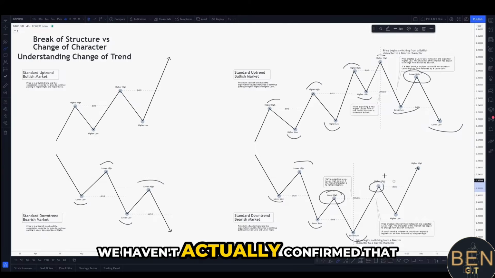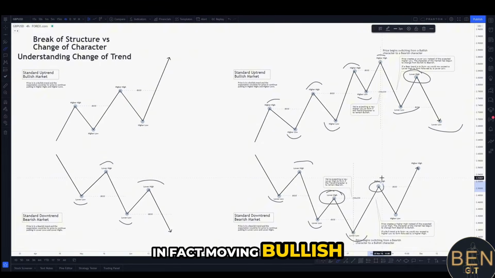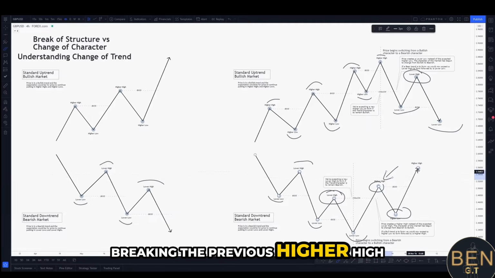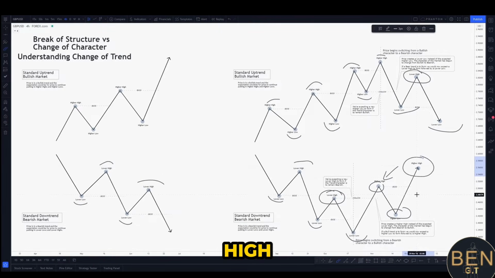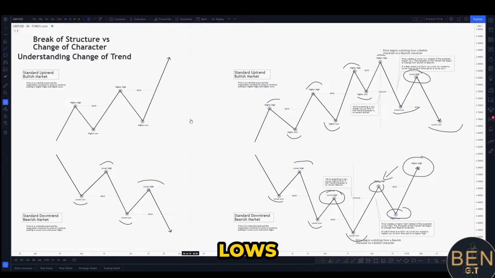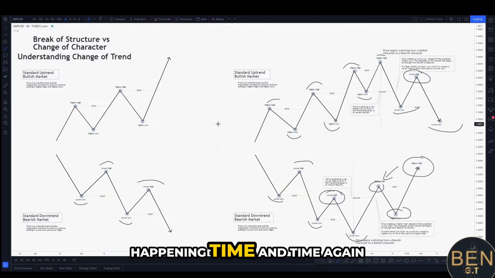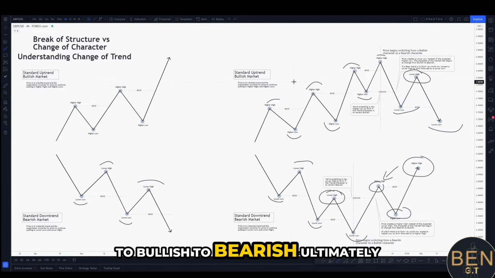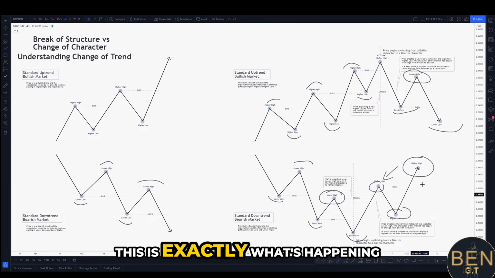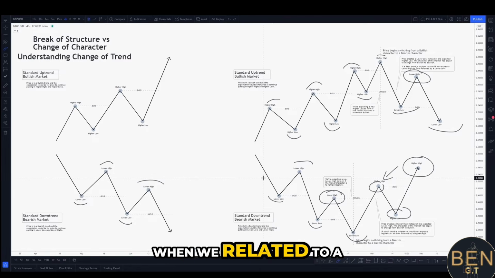Again, though, we haven't actually confirmed that price is in fact moving bullish. The only way we can truly confirm that the trend has switched to bullish is we need to see price print a higher low and move to the upside, breaking the previous higher high to form a second higher high. Once we see that, we then enter the same framework of higher highs and higher lows. And we're going to see this happening time and time again on charts, where we'll go bullish to bearish to bullish to bearish. Ultimately, when we go back to understanding multi-time frame structure, this is exactly what's happening on a lower time frame when we relate it to a higher time frame.